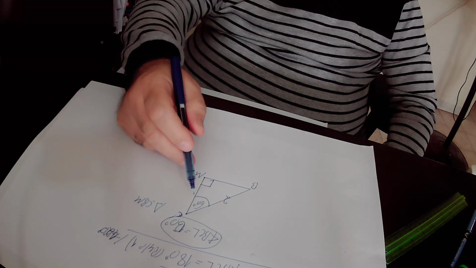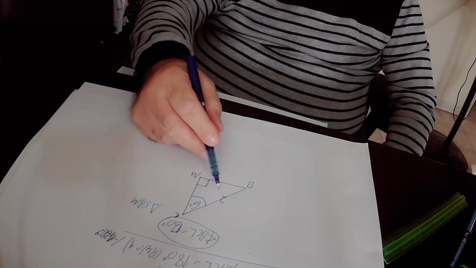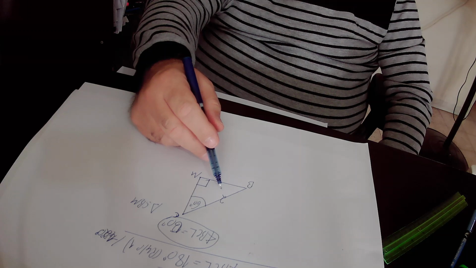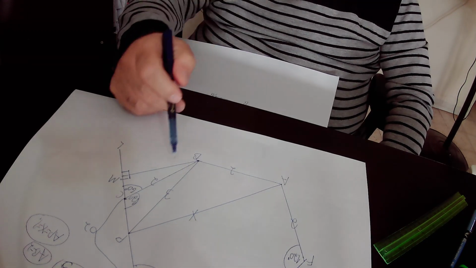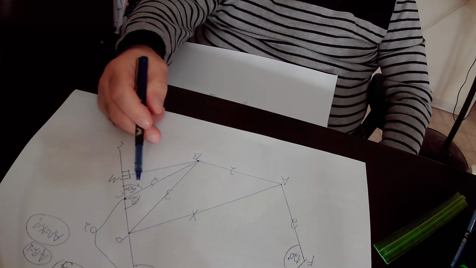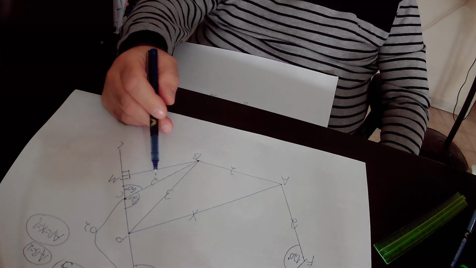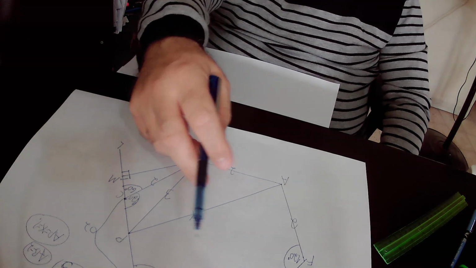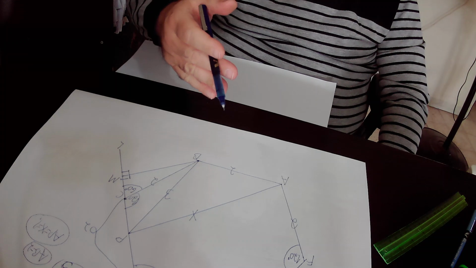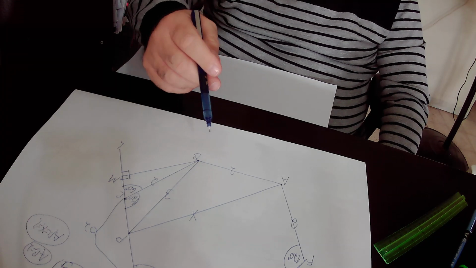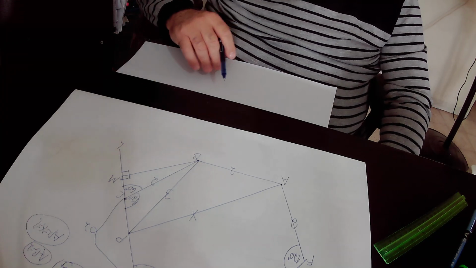In addition, we know that CB or BC is equal to 2 units because BC is one side out of the 6 sides of this regular hexagon, and we know that all of its sides are equal to each other, and each side of this regular hexagon is equal to 2 units in its length.